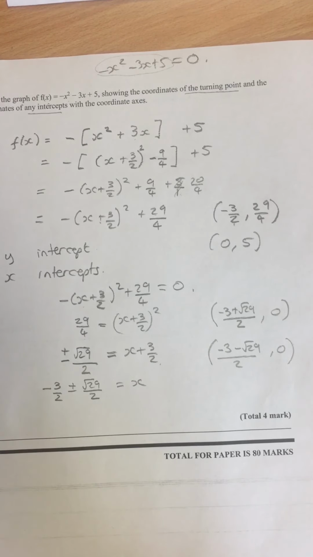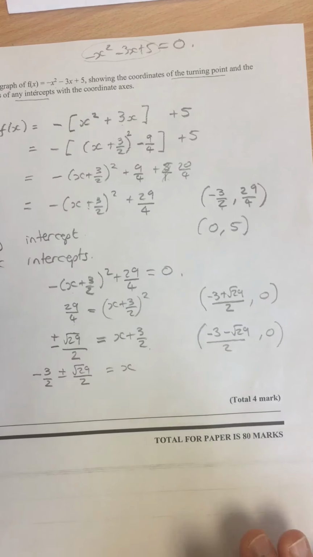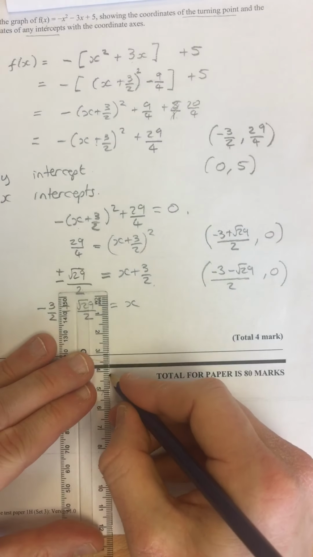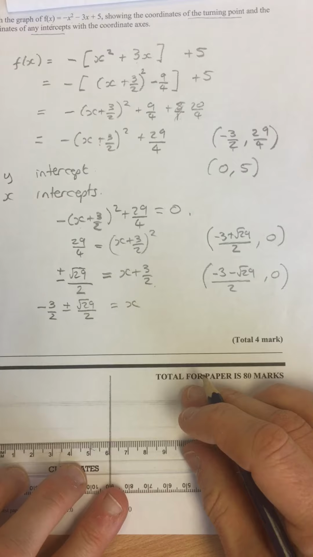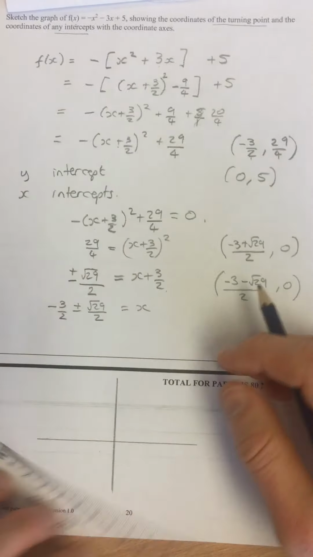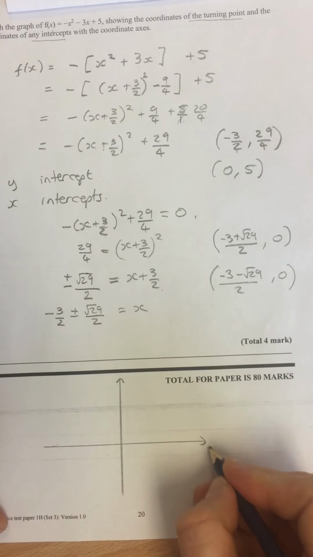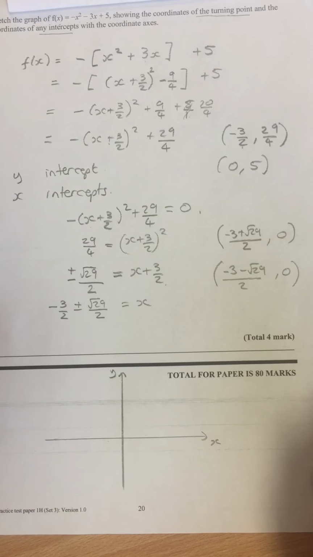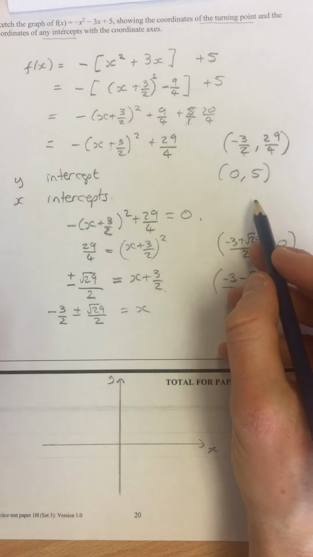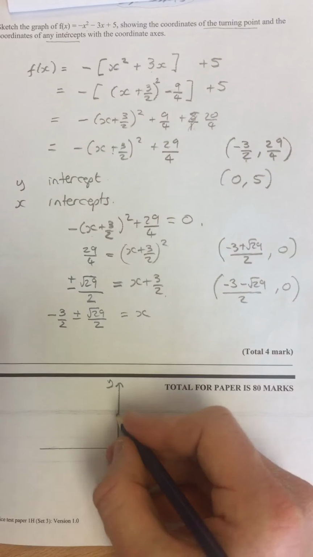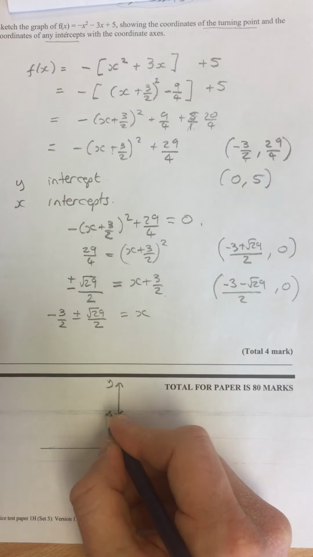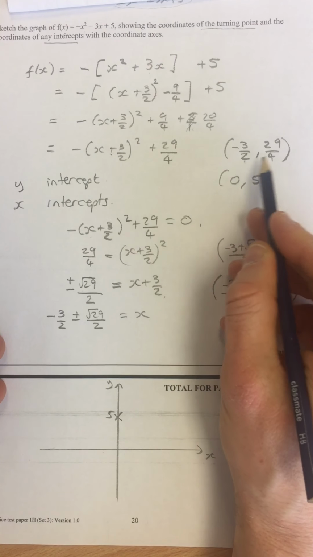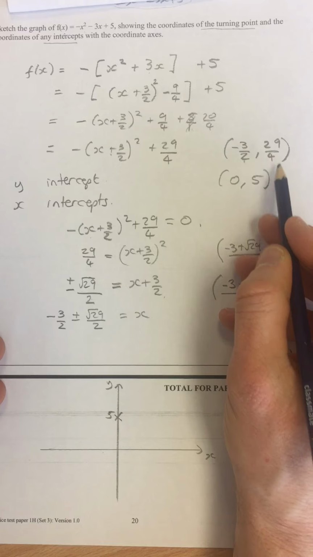Anyway, we've got all the information we need now to actually draw our graph. I've run out of space here, so I'll just draw it at the bottom here. I just need to draw a rough sketch. X, Y. Okay, so let's mark these coordinates on. So I know that the y-intercept is 0, 5. So this point here is 5. The turning point is minus 3 over 2, 29 over 4.